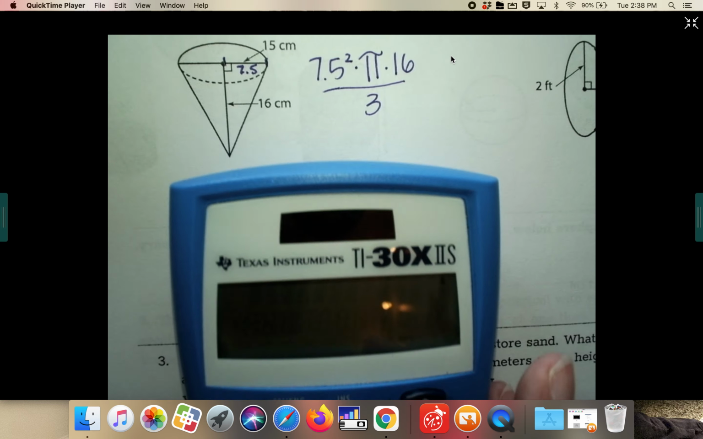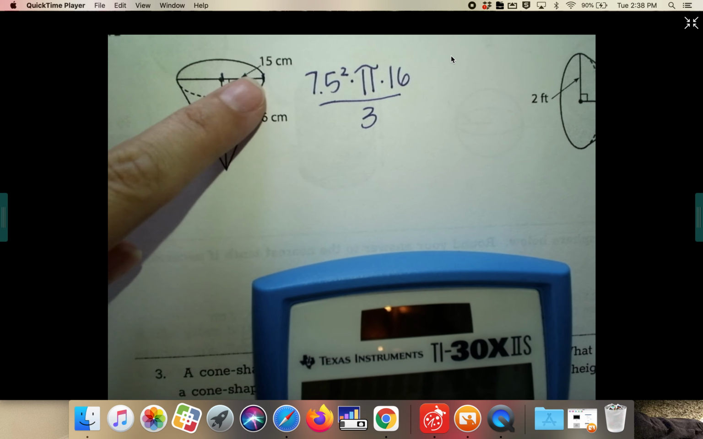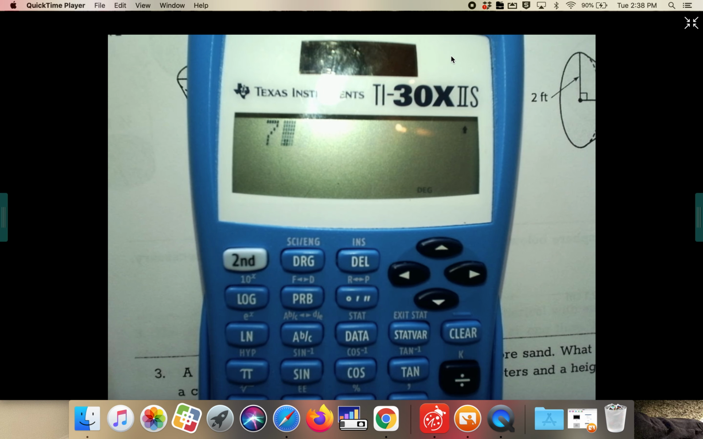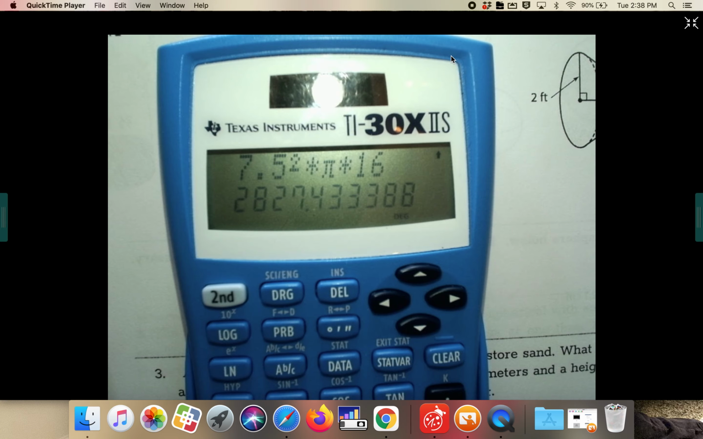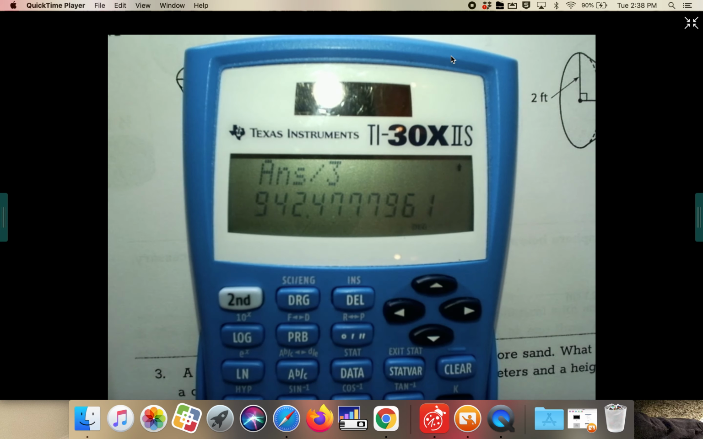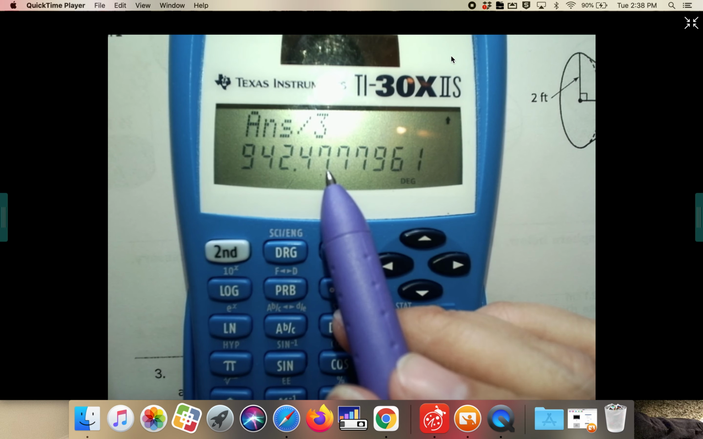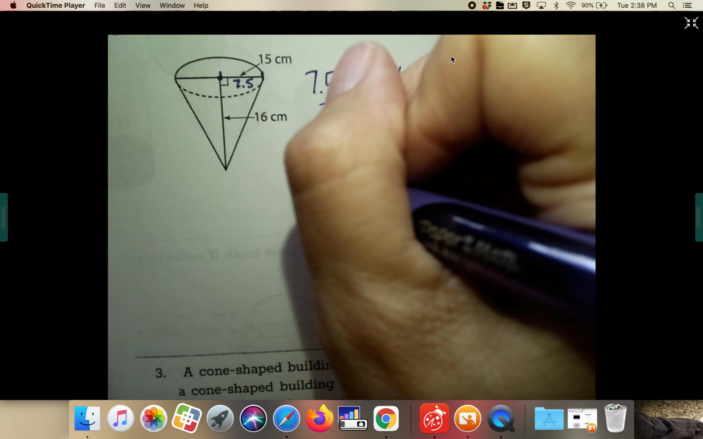So let me just put all that in my calculator and you can check your work too. You can always pause the video if you already set it up wrong and you want to fix it and then check your work with me. So 7.5 squared times, I'm going to use the pi button, times the height, which was 16, equals, divided by 3, equals 942. Let's round to the tenths because that's what we've been doing. So that 4 is going to get bumped up to a 5 since the next number is 7. So 942.5.